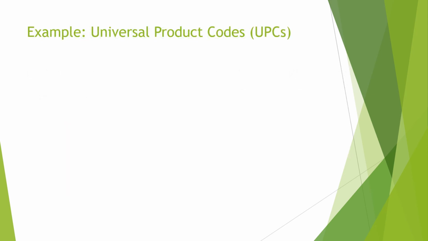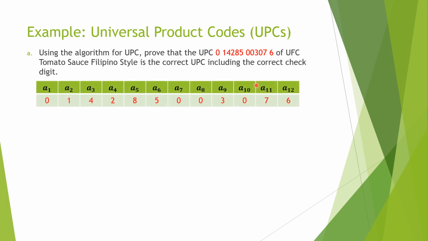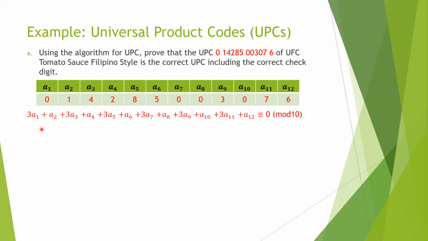Let's have an example for UPC. Using the algorithm for UPC, prove that the UPC 014285003076 of UFC tomato sauce, Filipino style, is the correct UPC, including the correct check digit. First, we label all the digits from a sub 1 up to a sub 12, from 0 as our a sub 1 up to 6 as our a sub 12. Then use the given congruence for UPC, in which all odd-positioned digits are multiplied by 3 and all even-positioned digits are multiplied by 1, congruent to 0 modulo 10.